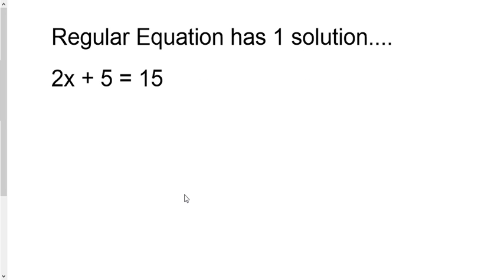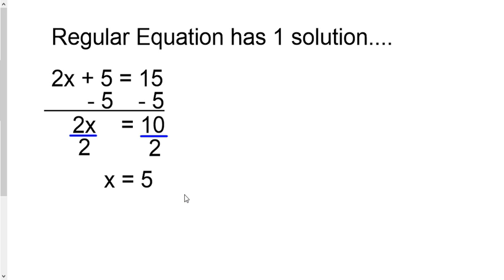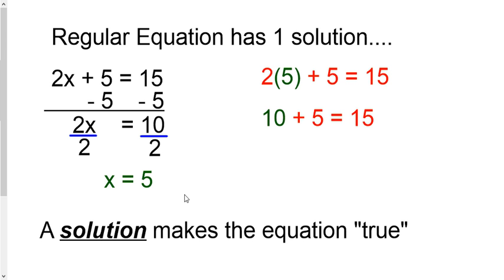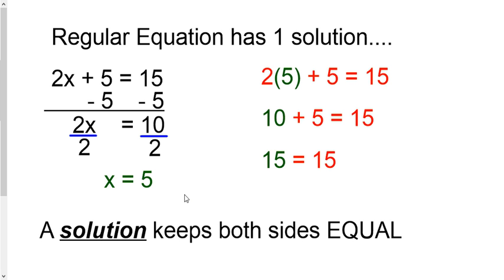So let's take a look at a regular solution here. This is a nice little two-step equation, and you see that we're solving it here just the way that I've taught you. And we know that it has one solution, and that's x equals 5. And a solution is supposed to make the equation true. And what does that mean? It means that when you take a look at the equation again, and you've already solved for it, you can take your supposed answer, your solution, plug it into the equation, and the two sides should equal each other. And here you see that 15 does indeed equal 15.